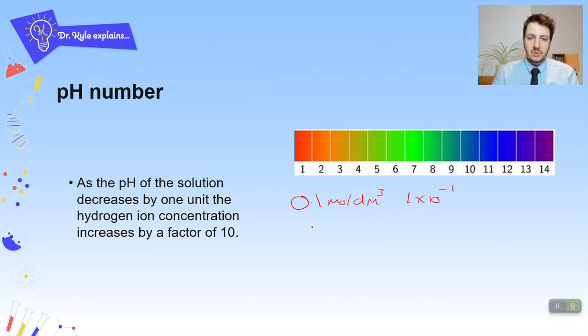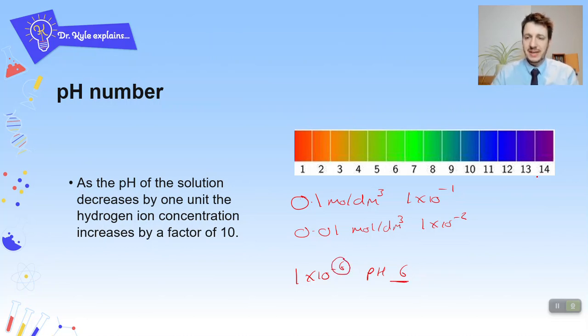Now, that also means pH 2 has a 0.01 mole per decimeter cubed solution. And so that is 1 times 10 to the minus 2. And so all you do is you keep going here. And so you would take, for example, 1 times 10 to the minus 6. And so that would give a pH of 6. And so all you do is you take this number at the top here, and that tells you the pH.